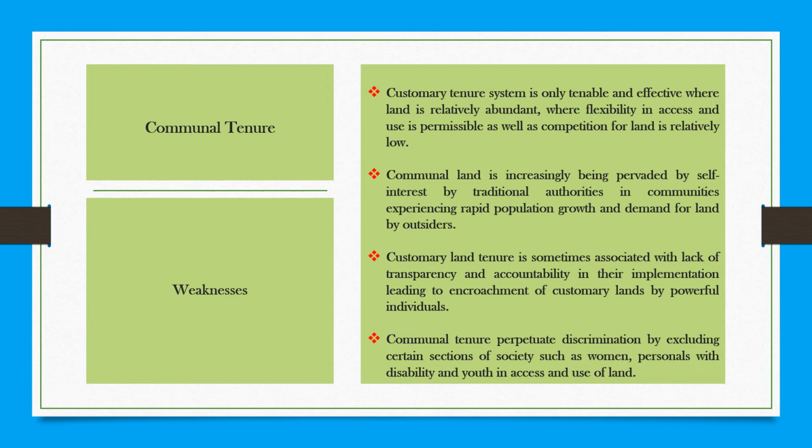Lastly, the communal tenure system perpetuates discrimination by excluding certain sections of society, such as women, persons with disability, and even youth, in access and use of land. Communal systems are developed and managed under the institution of patriarchy, and men take center stage when it comes to the appropriation of land. In that case, women and children, even youth, as well as persons with disability, are normally sidestepped when major decisions about land are being made, even if such decisions might affect them currently or in future. So exclusion or discrimination is a major weakness found in societies where a communal tenure system is used.